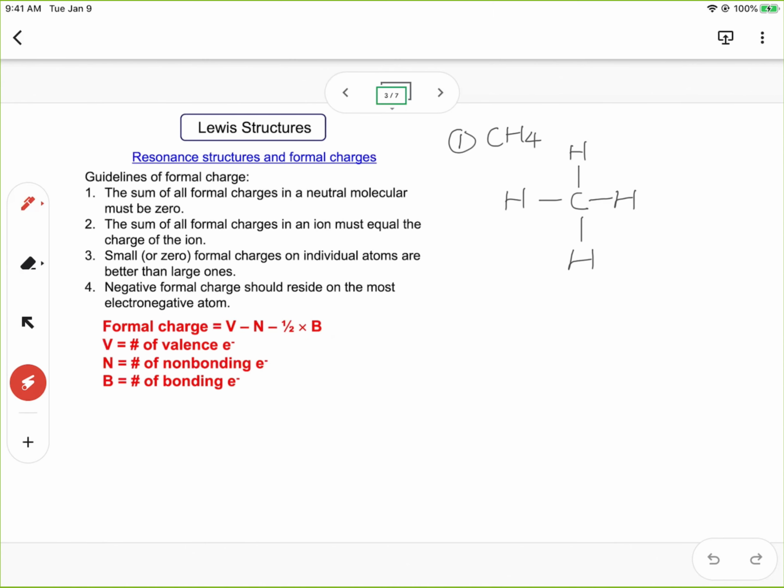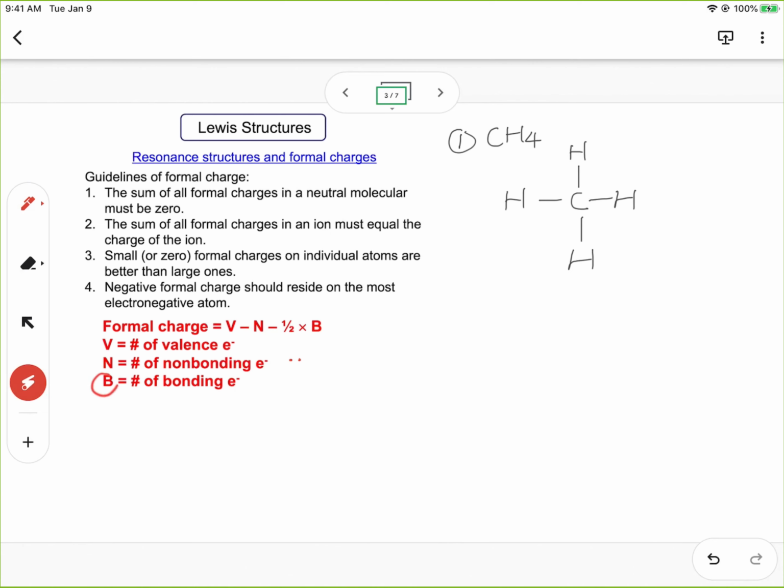Well, V and B, what do they mean? V is the number of valence electrons. We've already talked about that in chapter 3. And N is the number of non-bonding electrons. In other words, if you have dots around an atom in the Lewis structure, these are non-bonding electrons. They are not going to be involved in chemical bonds. Instead, they just stay in the particular atom, not shared by two atoms. So these are non-bonding electrons.